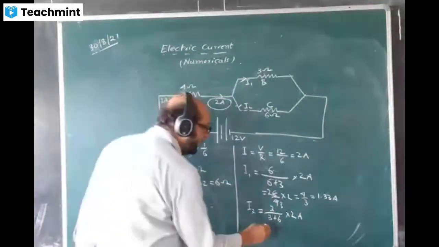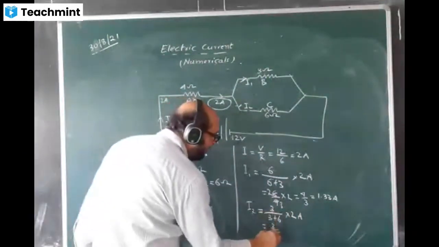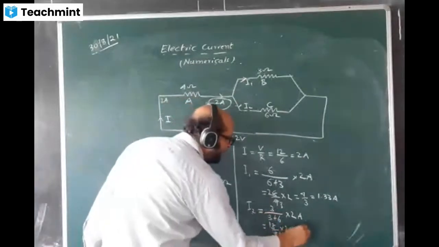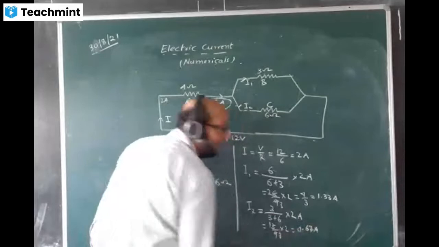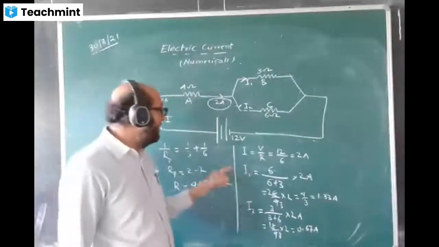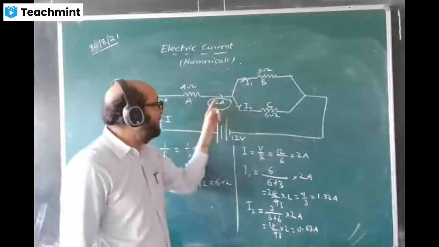What is the answer here? 2 by 3. 3 by 9 into 2 gives 2 by 3, which is 0.67. The answer is 0.67 ampere. When you add I1 and I2, you must get 2 ampere back. This total current will come back.